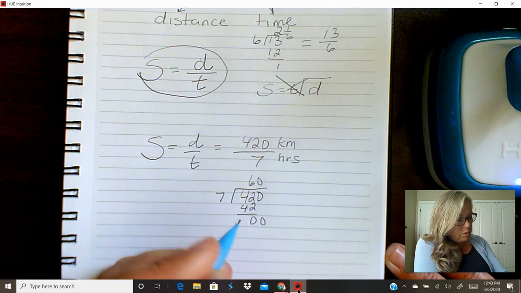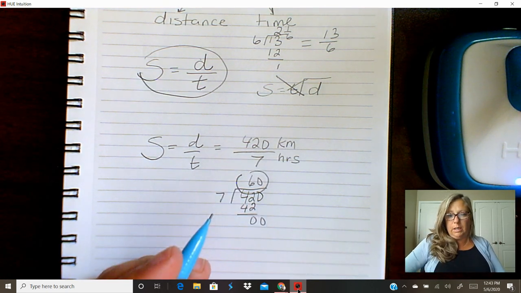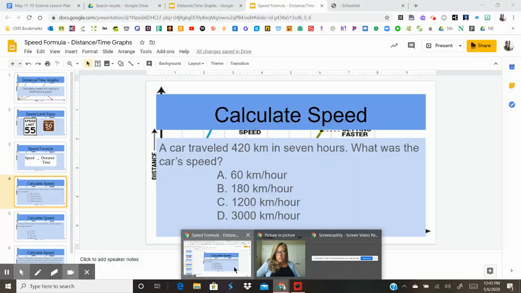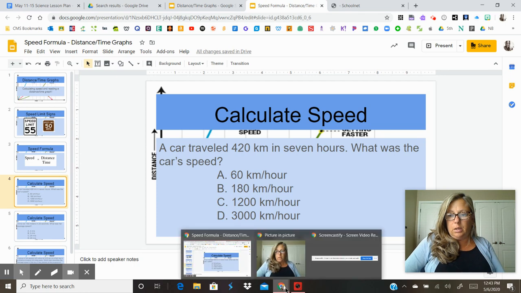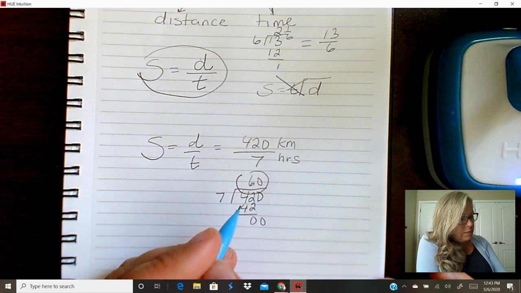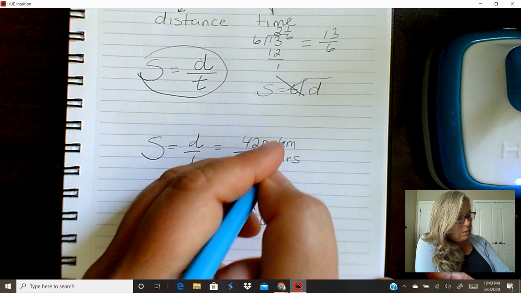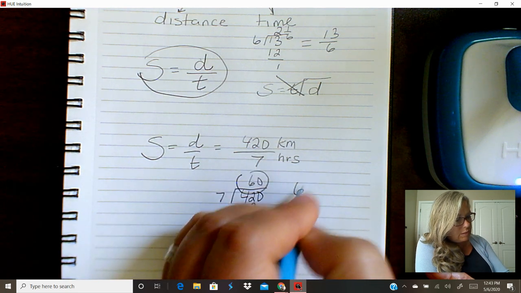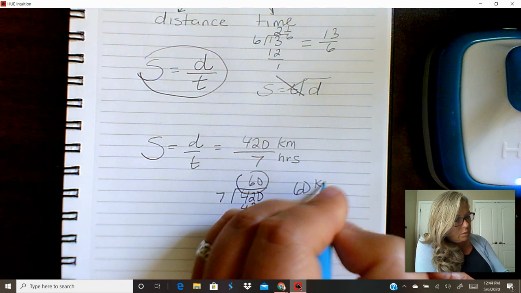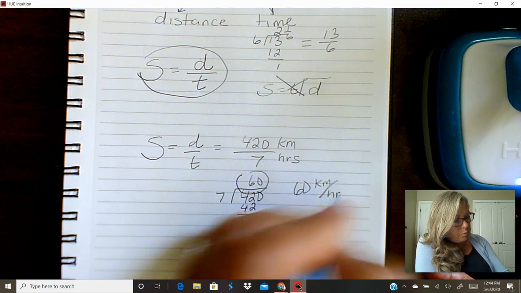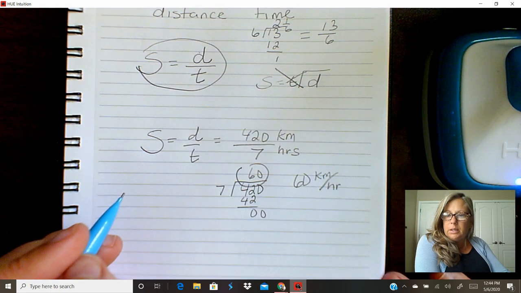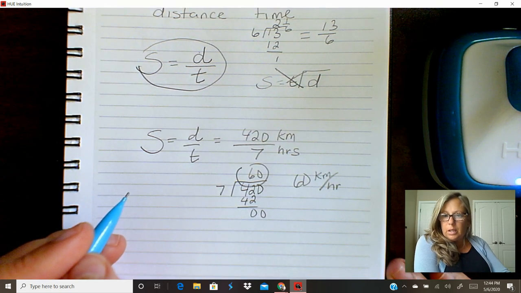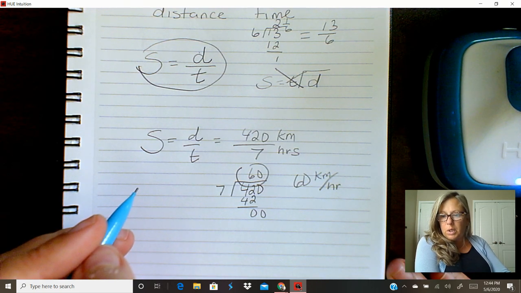There's nothing left. So I know my speed. And remember, as always in math, make sure that you know the question. What was the car's speed? So I can go back over to my paper and say, because it's like a fraction, kilometers per hour. I would go 60 kilometers per hour. All right. And I would also want you to think about what that means. That literally means that a person driving at that rate would go 60 kilometers in 1 hour.